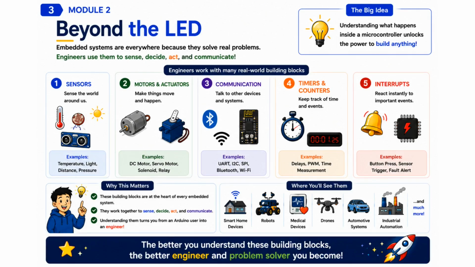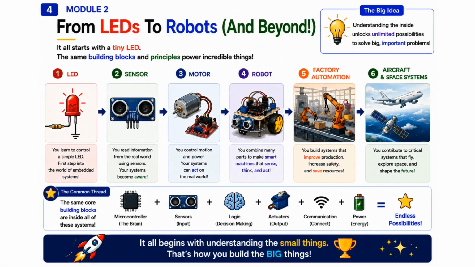They work together to sense, decide, act, and communicate. You will find them in smart homes, robots, medical devices, drones, automobiles, and industrial automation systems. The better you understand these building blocks, the better engineer and problem solver you will become. Everything begins with something very small. For many engineers, that journey starts with a simple LED.